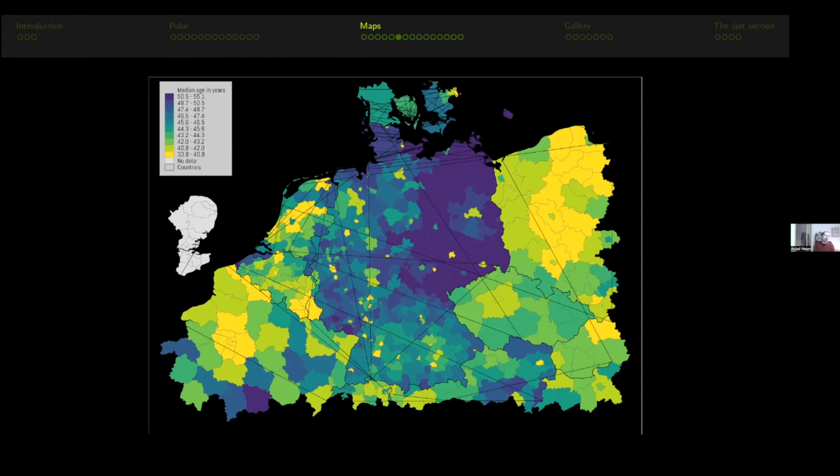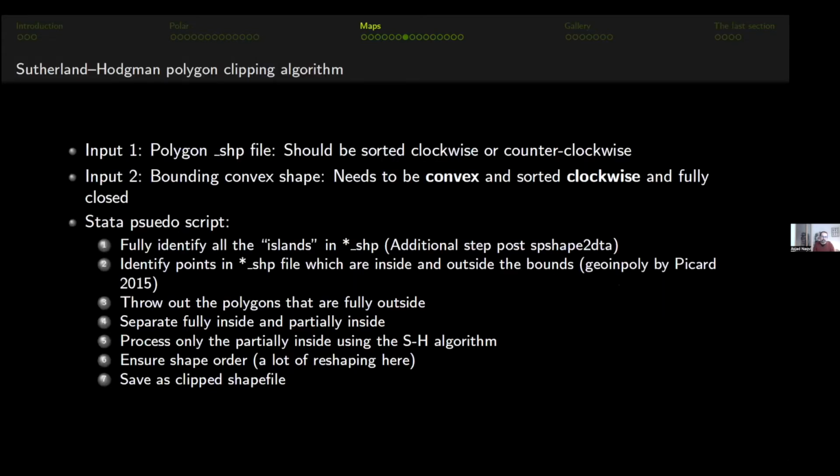And so this is one algorithm, which is the Sutherland-Hodgman polygon clipping algorithm. Without going too much into the logic, we have polygon files that need to be sorted in a clockwise or counterclockwise order, which they are by definition, because that's how the shapes are created. And you need a bounding convex shape. It needs to be convex, which means it can be any shape. The only requirement is that it needs to be clockwise and fully closed.